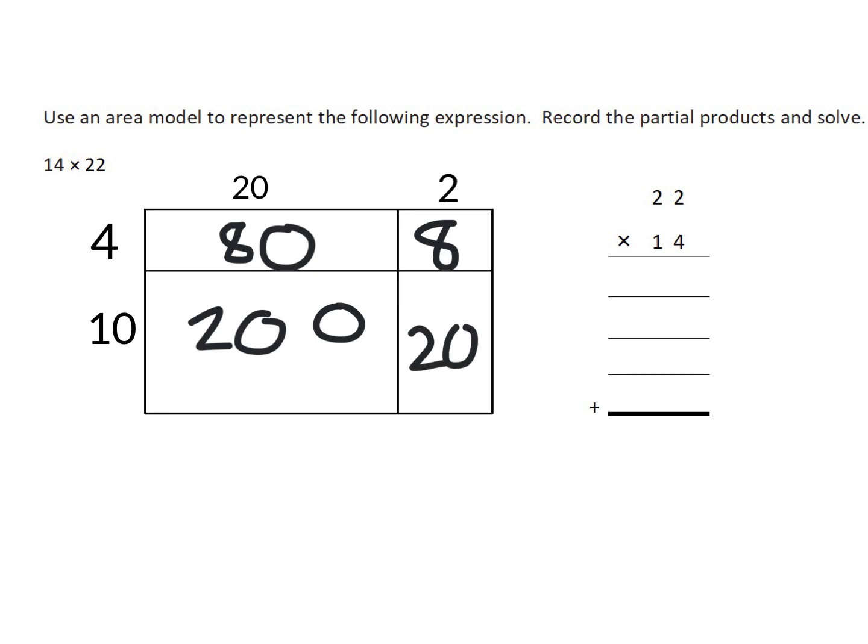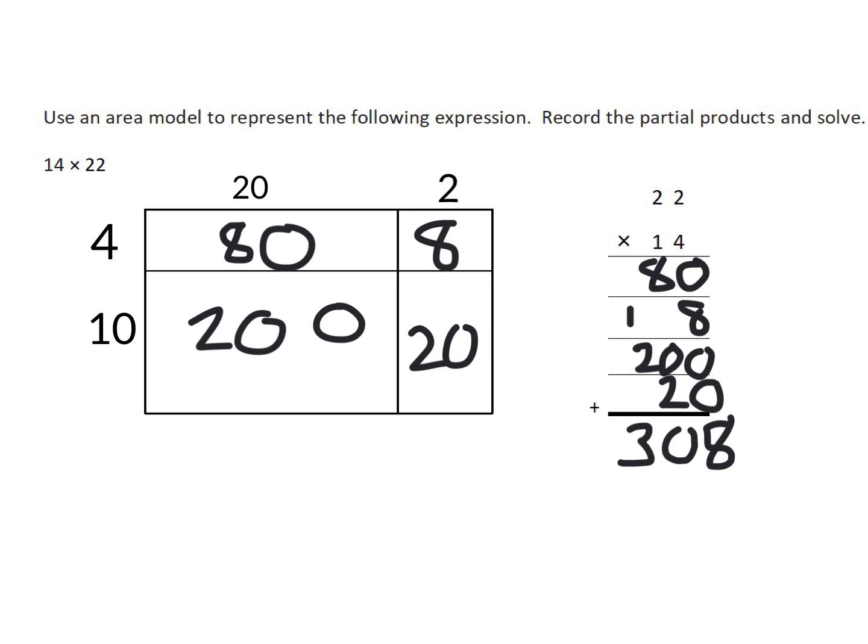Now we can start transferring these numbers over to our vertical sentence. First we had an 80, then we had an 8, then we had a 200, and lastly we had a 20. In the ones place we only have an 8 and zeros, so that will bring us to 8. 8 plus 2 is 10, carry our 1. Our 0, and 2 plus 1 is 3. So that will bring our answer to 14 times 22 equals 308.